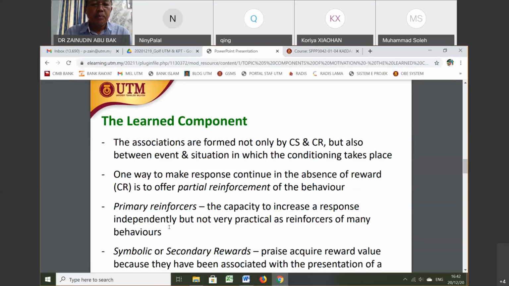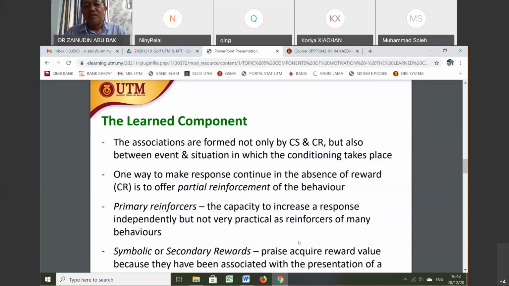Now, primary reinforcers have the capacity to increase the response independently, but are not very practical as reinforcers of many behaviors. Again, this is very simple to understand because not every reinforcer, not every stimulus, is applicable to every single context. So that's what we need to consider.